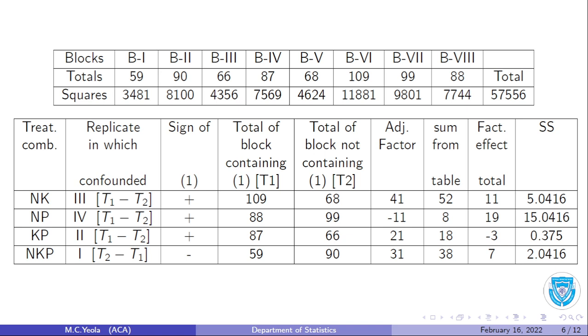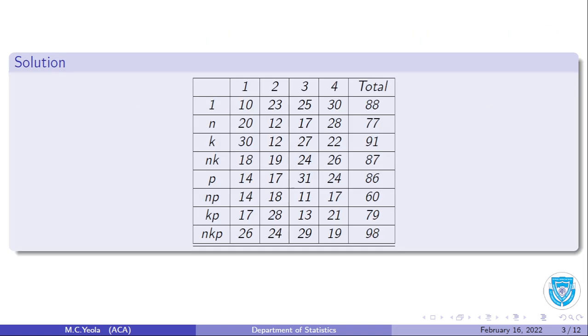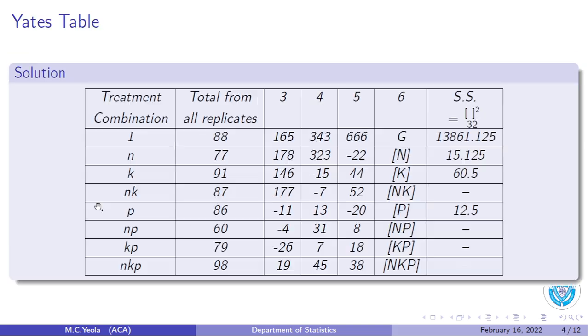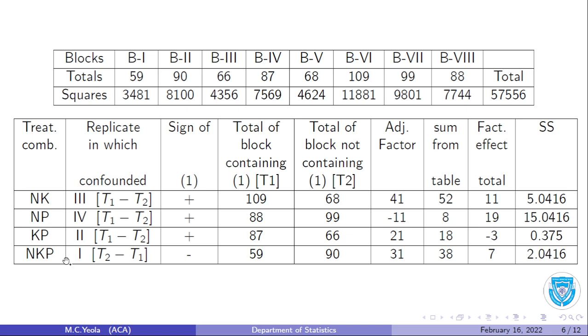Then the problem is to obtain the sum of squares related to the confounded factors. So we'll write those treatment combinations which are confounded. We have written NK, NP, KP and NKP here. We'll see in which replicate each is confounded. Just see the first one: NKP is confounded in the first replicate, so we have written NKP here.